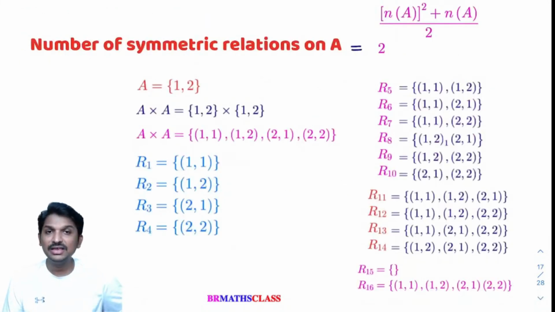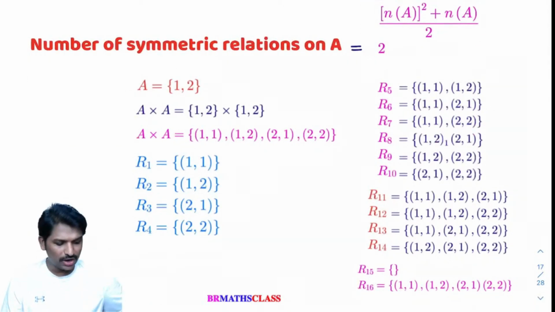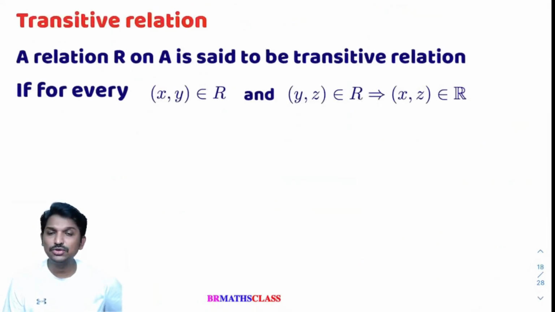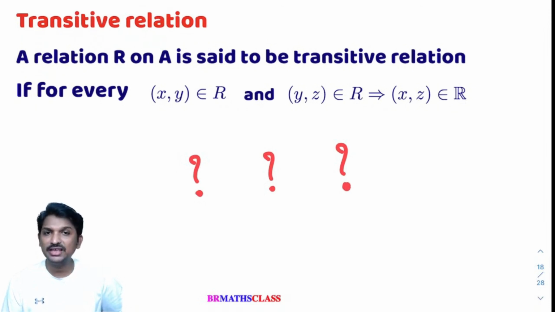We will see the formula to calculate the number of symmetric relations on a set A and how to identify whether a given relation is a symmetric relation or not. That also we'll discuss. Next, transitive relation. We will learn the definition of transitive relation and I am taking the best examples such that all your doubts will be cleared. I'll take examples to explain what is transitive relation and what are the confusing parts of transitive relation. All those things I'll discuss.